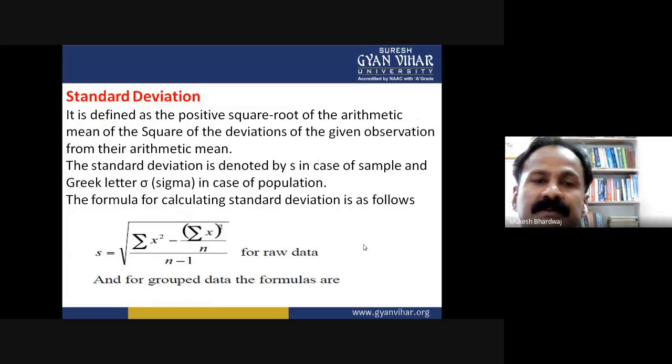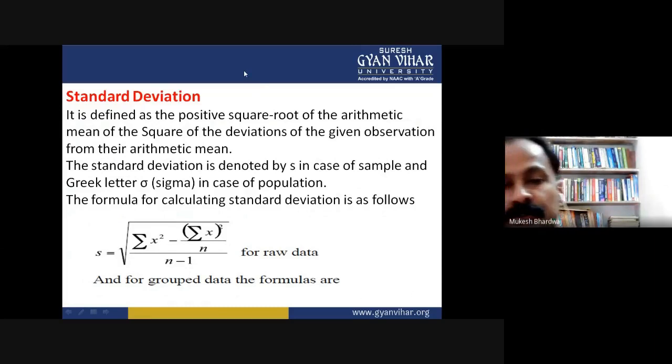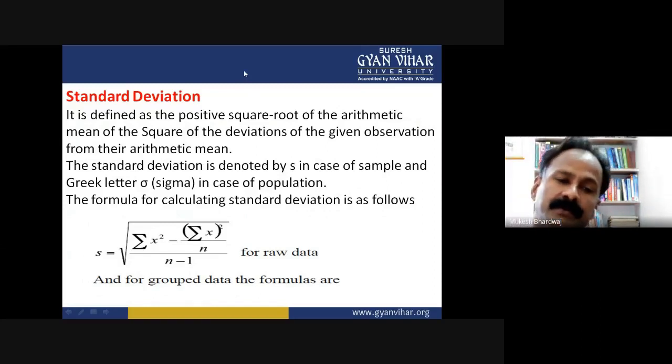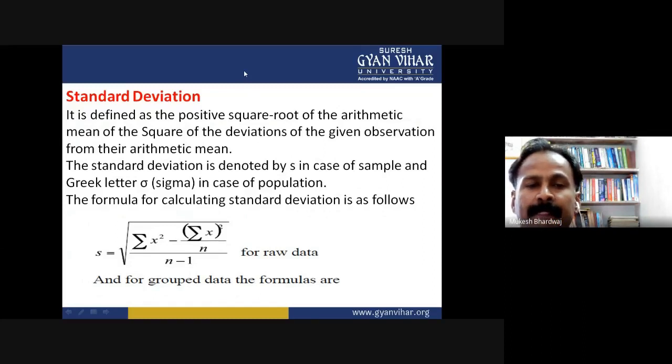It is defined as the positive square root of the arithmetic mean of the square of the deviation of the given observations from their arithmetic mean. So the standard deviation is defined in accordance with the formula. Analyze the formula carefully and remember it, then work on the data and observations given to you, put all the values of the data in the formula and get the solution for standard deviation.